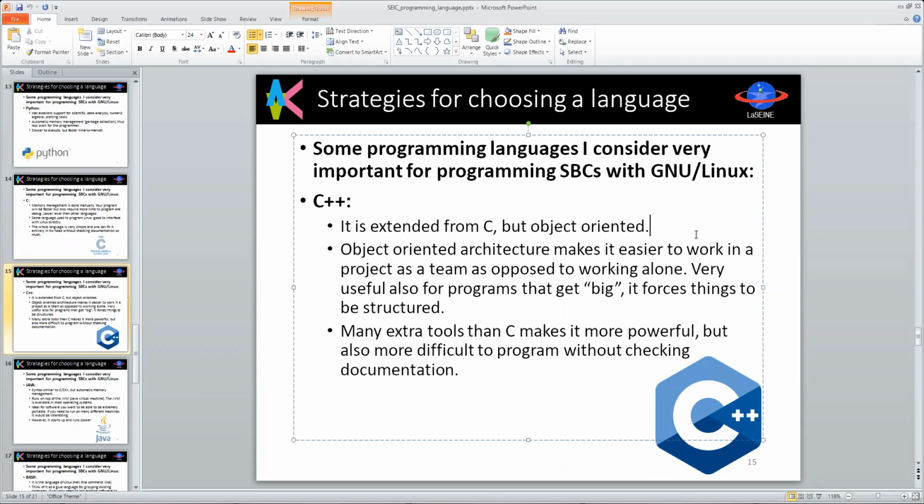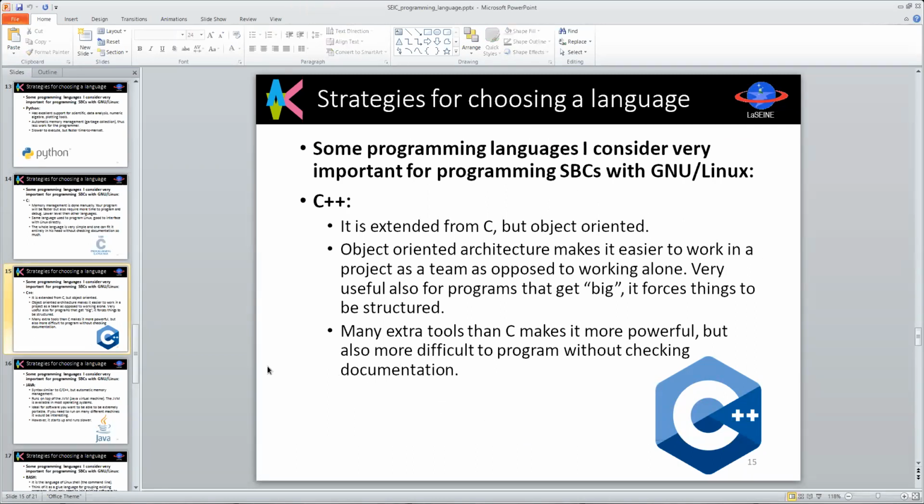And as a comparison with C, I would say that object-oriented architecture would make it easier to work on a project as a team compared to working alone. And it's also very useful for programs that get very big. Because it forces things to be more structured, it forces a way of thinking and solving the problem that makes it more uniform. So multiple programmers can work in parallel on a solution. So I would choose C++ over C in cases where I need more people working with me simultaneously, let's say.